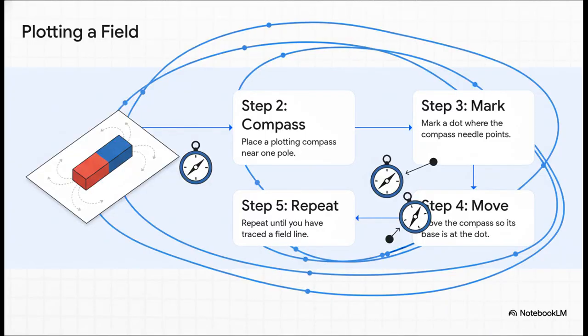You pop your magnet on a piece of paper. Then you place a small plotting compass right next to one of the poles, let's say the North Pole. The compass needle, which is just a tiny magnet itself, will line up with the field. You make a little pencil dot at the tip of the needle. Then you pick up the compass and move it so the base of the compass is now on the dot you just drew. Mark the new position of the needle tip. You just keep doing that, and you'll find your dots join up to trace out a perfect magnetic field line.